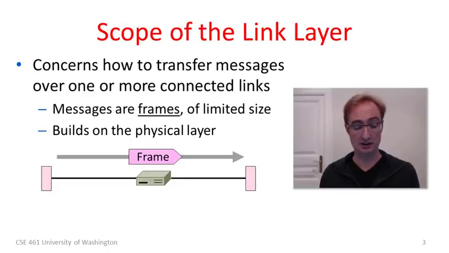Our picture here has changed. This picture shows you the scope of the link layer. Now that we have a bit stream, the scope of the link layer is focused on how to send messages across one or more connected links. These messages are called frames at the link layer, and so you could also think of them as packets, although frames is the right word. They're going to have a limited size, and they're going to build on the abilities of the physical layer. So we'll no longer be talking about signals, just bits.